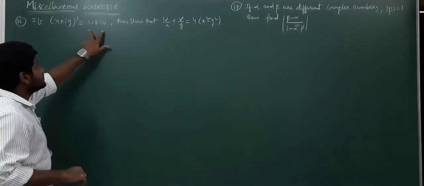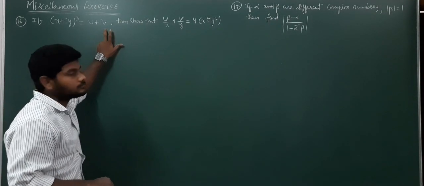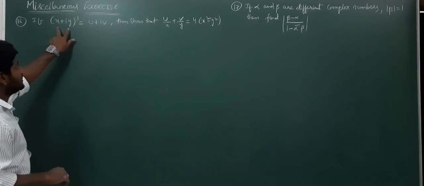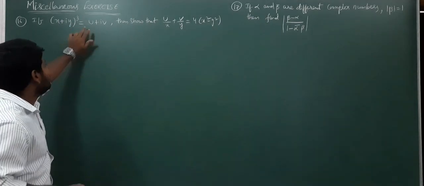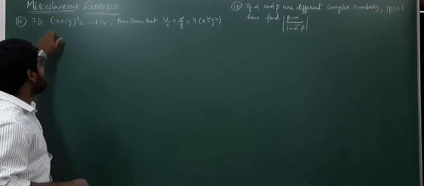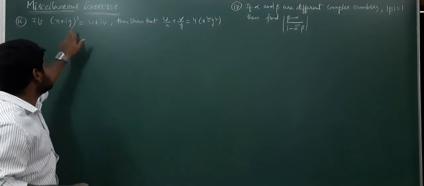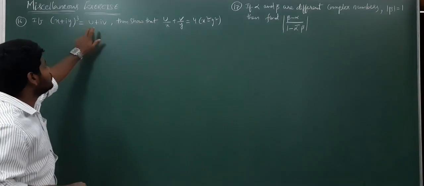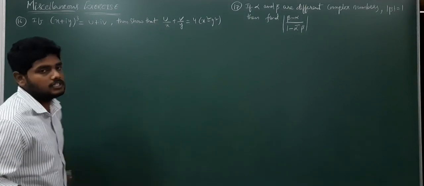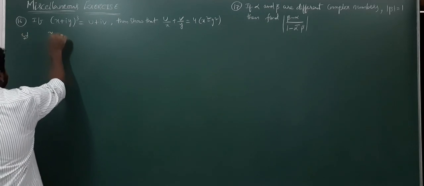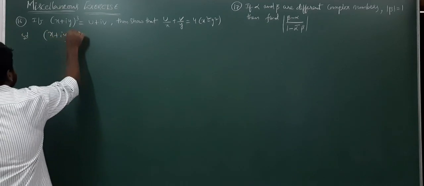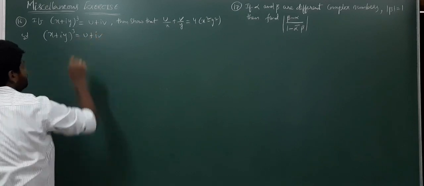So here in the RHS they have given u plus iv. If we can convert this (x plus iy) whole cube into the form u plus iv, or a plus ib form, we can equate the u value with the real part and the v value with the imaginary part. Then we will get u and v values, and those we need to substitute here. So first of all, expand this: (x plus iy) whole cube is equal to u plus iv.